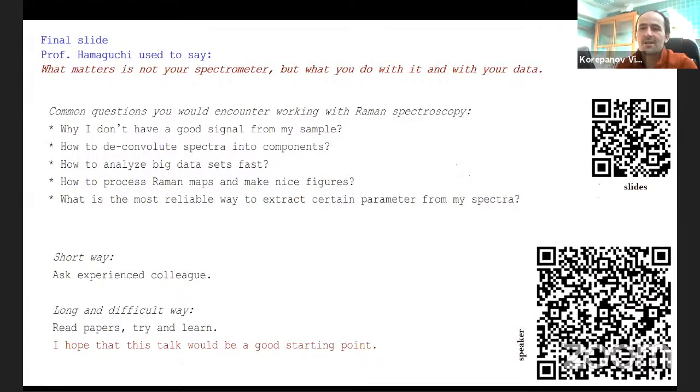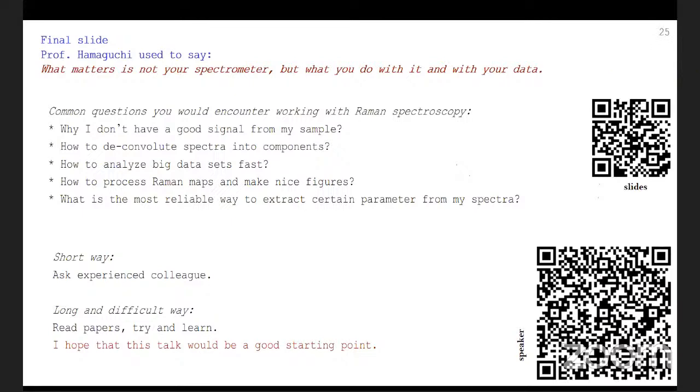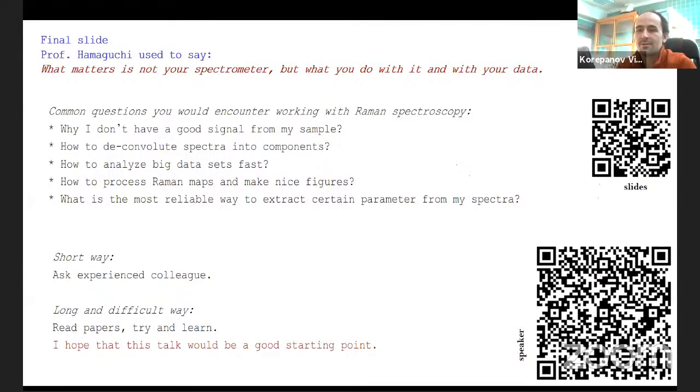Probably if you just start working with Raman spectroscopy, or you don't have much experience, and even if you do have good experience, you still would have a lot of questions, like why I don't have a good signal from my sample, how do I deconvolute spectra into components, how do I analyze big data sets, how to process Raman maps and make nice figures, what is a reliable way to extract such and such parameter from my spectra, and so on and so on. Actually, there are a lot of questions which spectroscopists face many times, no matter what their experience is.